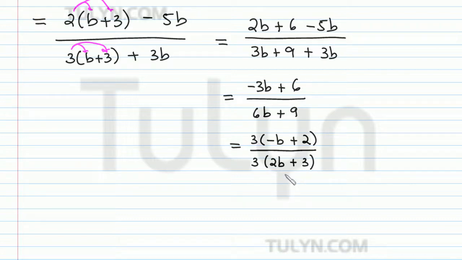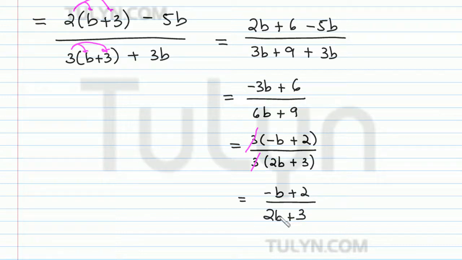Great. And now there's a 3 in the numerator and a 3 in the denominator. We can cancel those out. And so what we're left with now is negative b plus 2 over 2b plus 3.